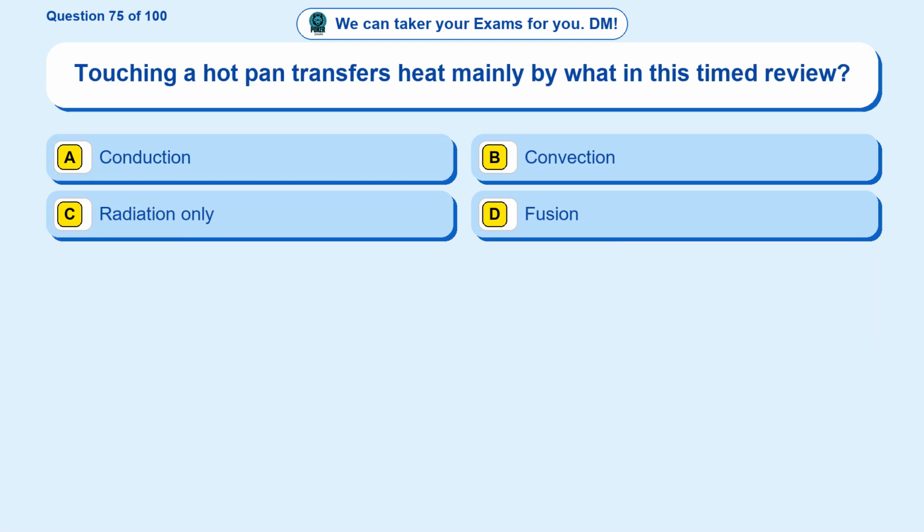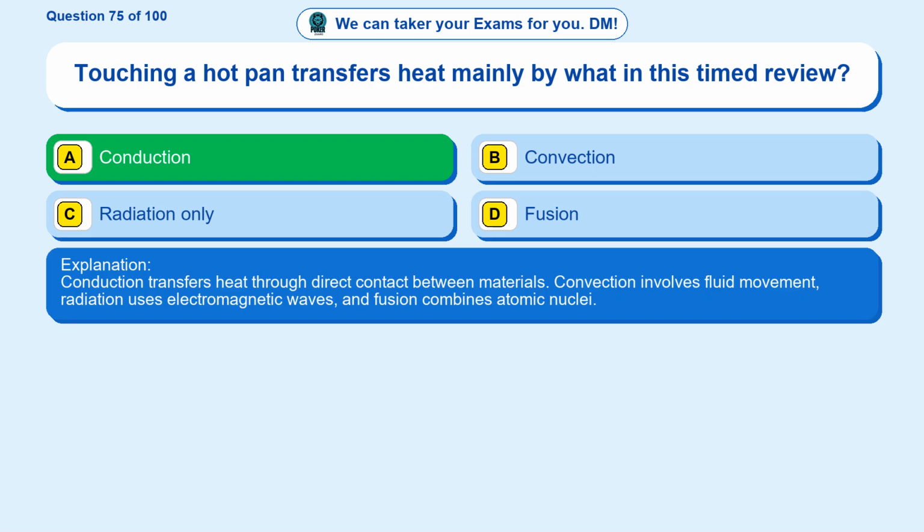Question 75. Touching a hot pan transfers heat mainly by what in this timed review? Option A, conduction. Option B, convection. Option C, radiation only. Option D, fusion. The correct answer is option A. Conduction. Conduction transfers heat through direct contact between materials. Convection involves fluid movement, radiation uses electromagnetic waves, and fusion combines atomic nuclei.